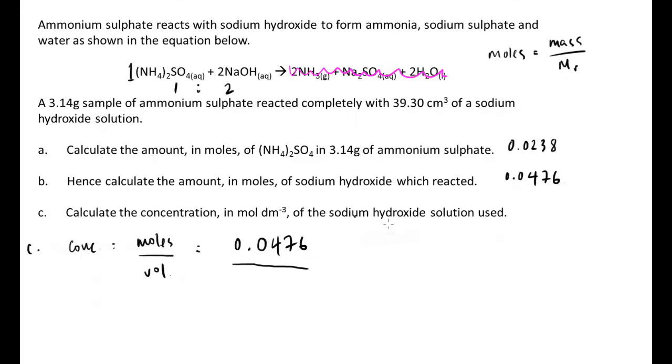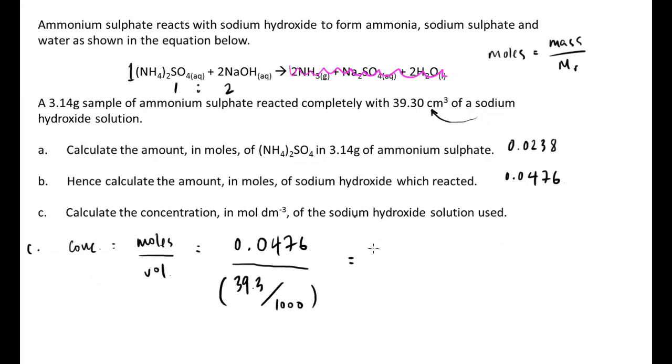0.0476. I've got a volume because it's here. Sodium hydroxide, this is my volume of it, 39.3. And all I'm going to do is divide that by 1,000 as before. Remember I said anytime you're using this equation, you divide the volume by 1,000 if it's in centimetres cubed, which is going to be 99.9% of the time. Do the calculation, and you've got yourself an answer.